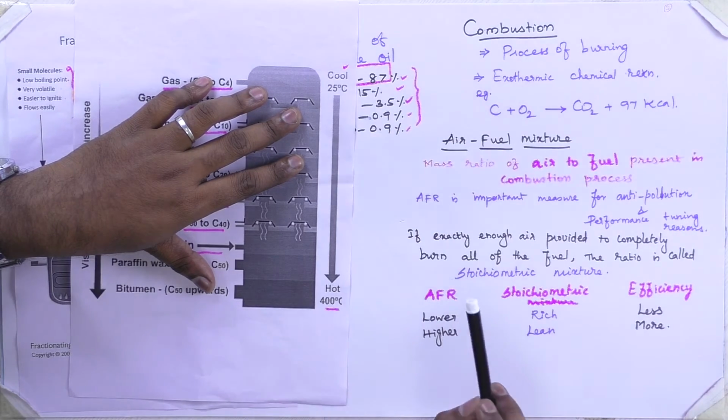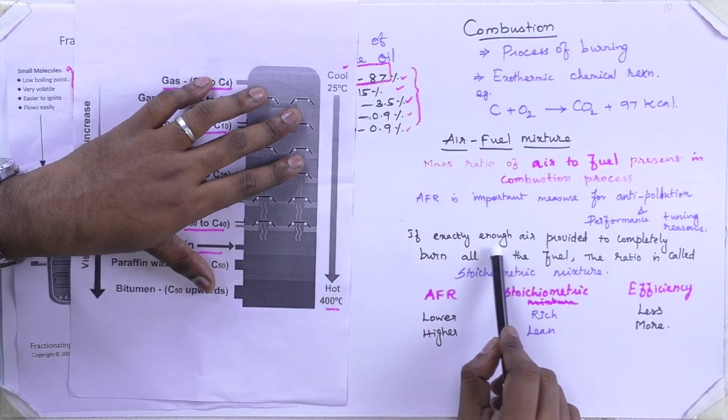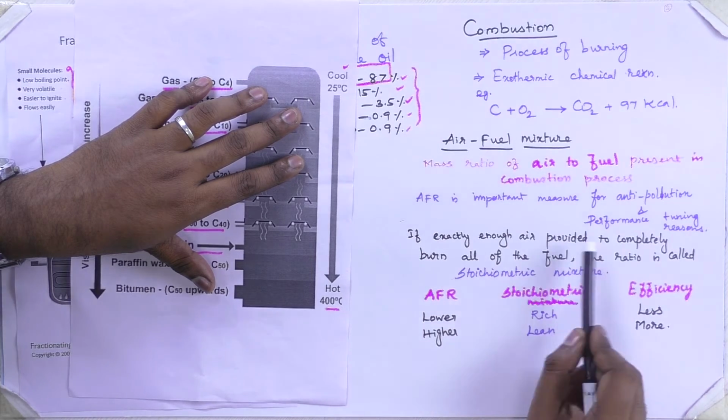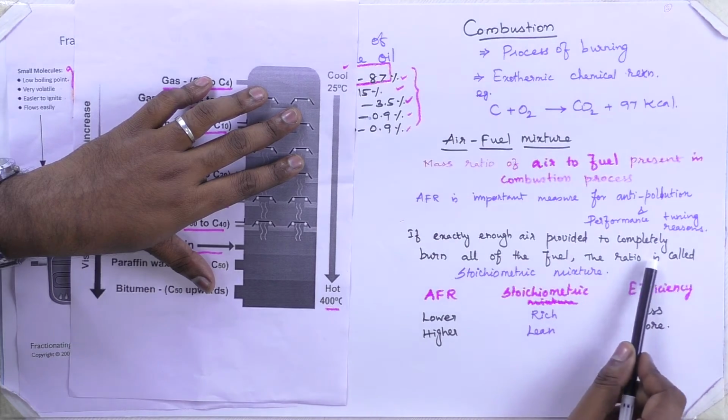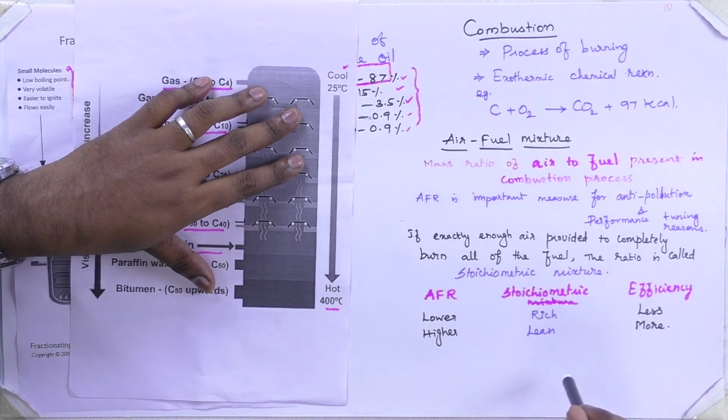The main criterion is, if exactly enough air is provided to completely burn all the fuel, the ratio is called the stoichiometric ratio. Whenever we use some fuel, depending upon the burning process, some residues either will be there or not.